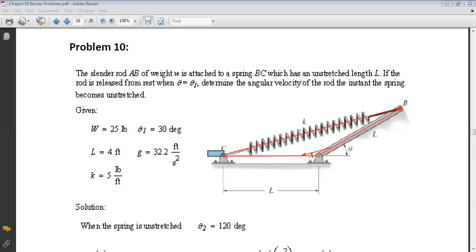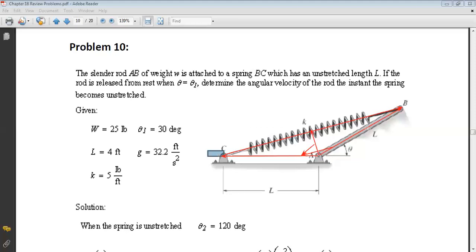The second method is that you can project here, you can divide it into two parts. Each part will be equal, because this is 150, so each part is 75. So you can say that the length CB is equal to 2 times L times sine 75. So now, at this position, at theta equals 30 degrees, it's released from rest, so you know the initial kinetic energy is 0. You know the total length of the spring, so delta L will be this length minus L0.